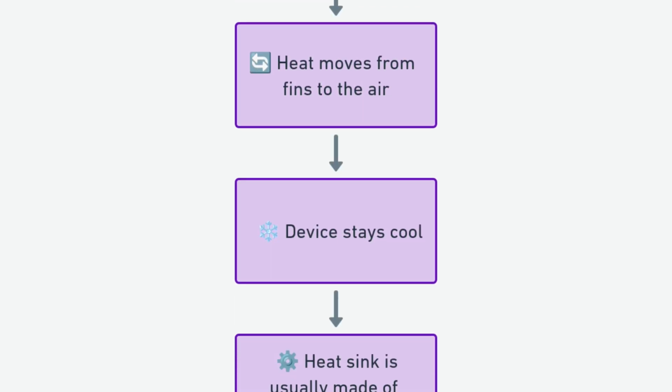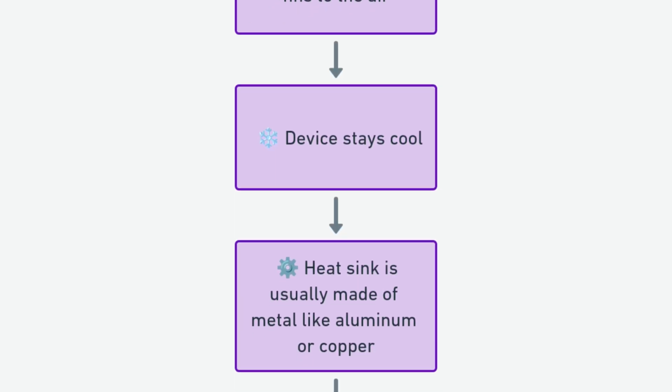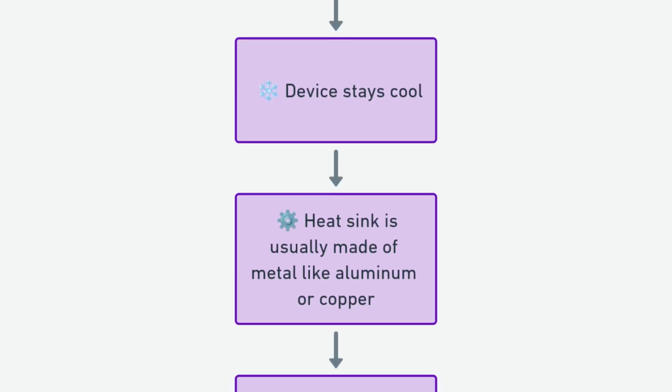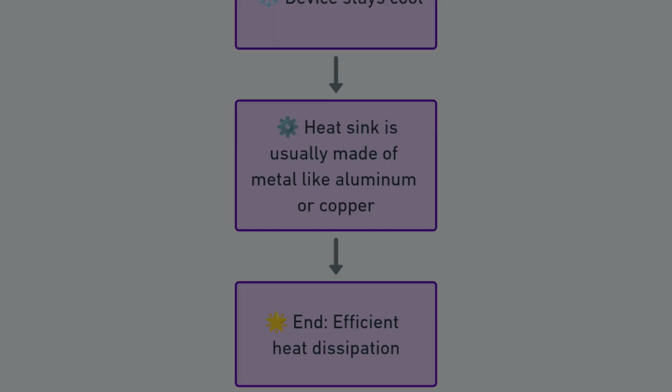Heat sinks are usually made of metal like aluminum or copper because those materials are great at moving heat. They're like a fan for your machine, but instead of blowing air, they pull heat away to keep everything running efficiently. So, how are heat sinks used?